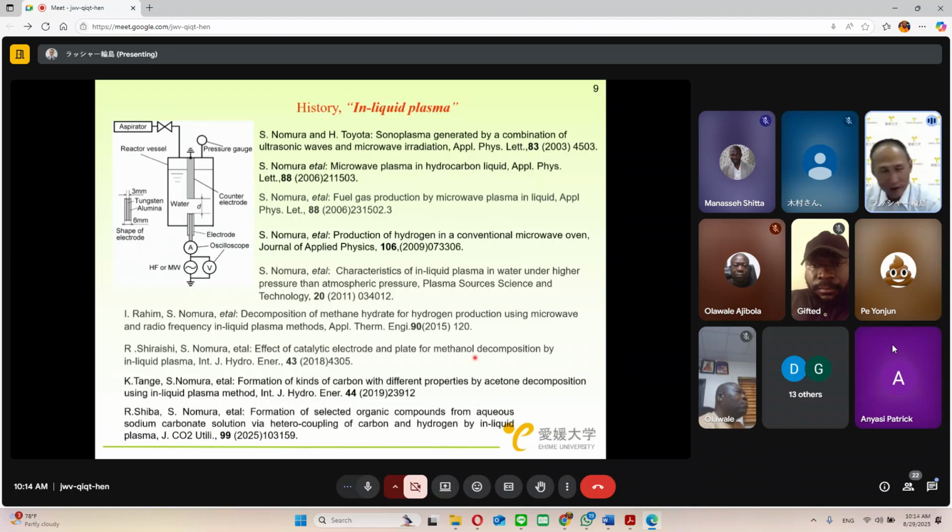In 2003, we became the first in the world to successfully generate stable plasma in a liquid medium. Previously, it was believed that plasma could only be generated in the gaseous state. We named this plasma in-liquid plasma, that means plasma in liquid. Since then, we have published many research findings, including studies on the generation of hydrogen gas, the synthesis of nanoparticles, and carbon dioxide conversion technology.